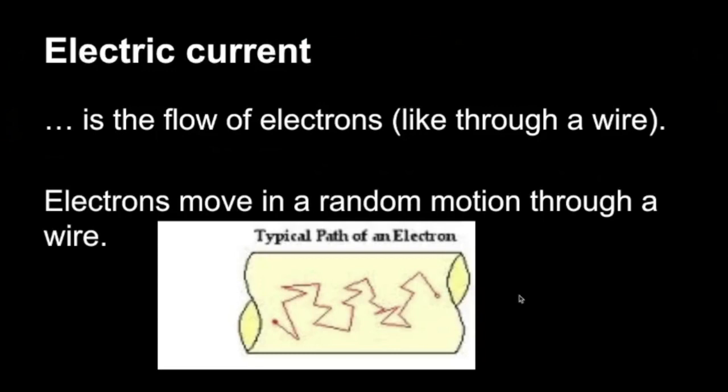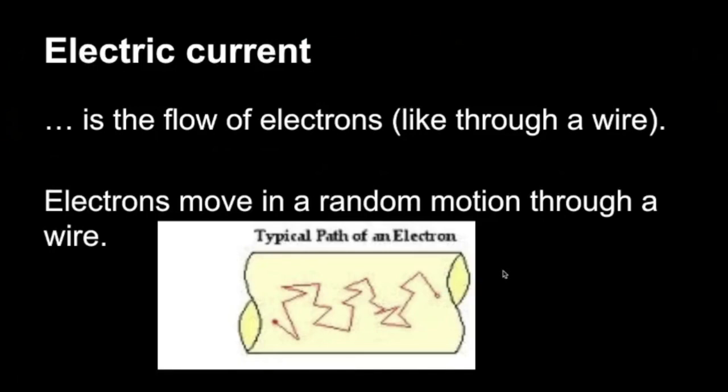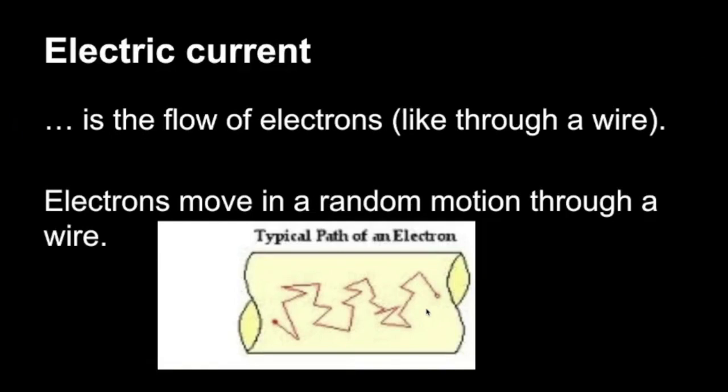Now, it's not like water moving through a hose. A hose is hollow and actual water molecules are flowing in one direction through a hose. In a wire, the electrons, the free electrons, move along the outside of the wire. And they don't just move in a nice smooth path like water through a hose does. Rather, they move in this kind of zigzagged pattern. That's what the path of an electron would look like as it goes through a wire.